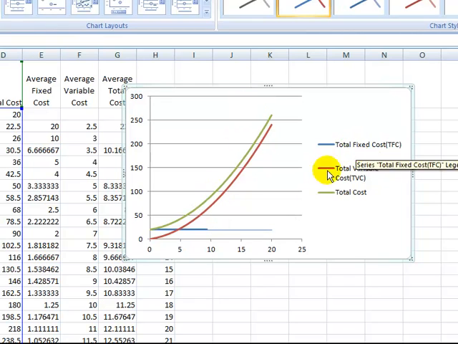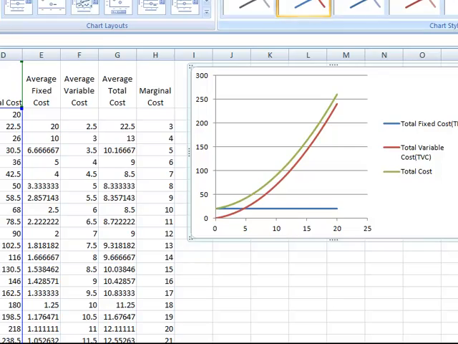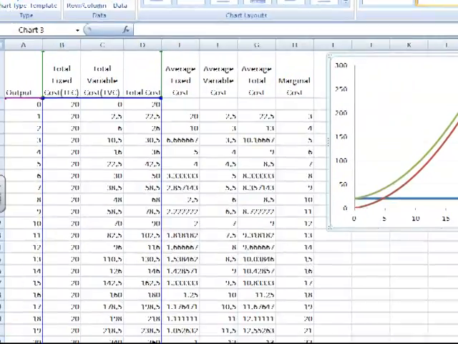Those are the graphs for total fixed cost, total variable cost, and the total cost. It is a curve now, it's not a straight line. Next one, let's check the graphs for average fixed cost, average variable cost, average total cost, and the marginal cost.